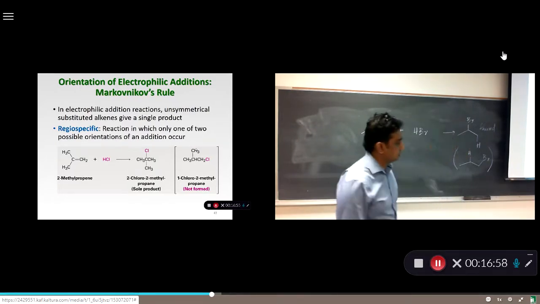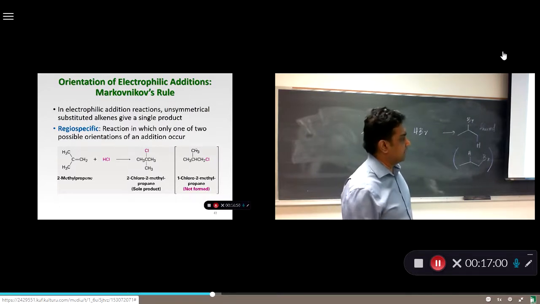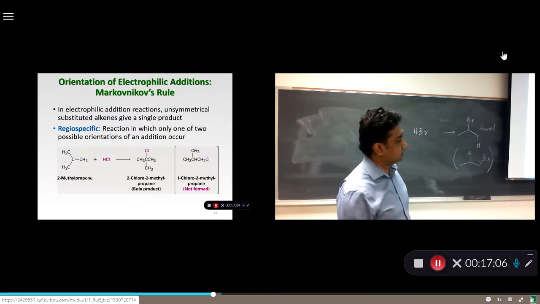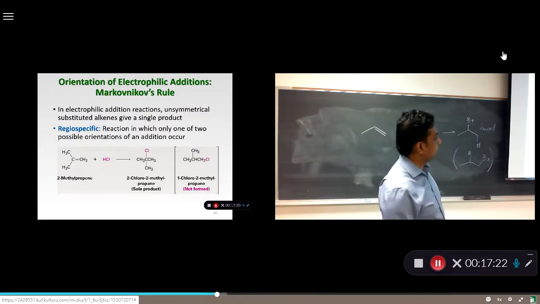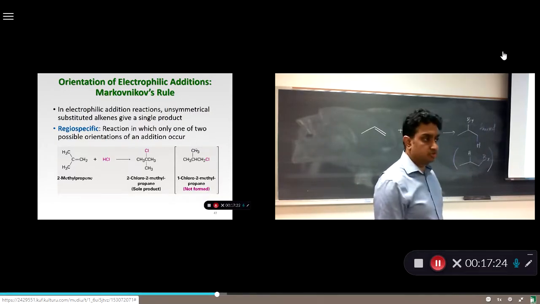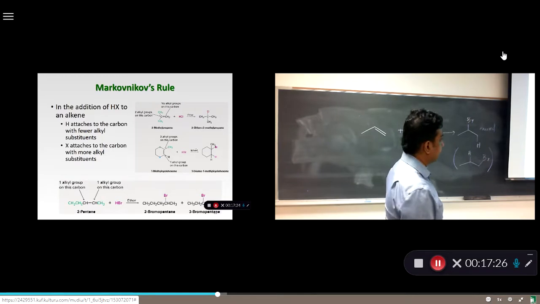And if you take a look at the other reaction that you have in this slide, I have 2-methylpropene reacting with HCl. Once again, the chlorine goes to the middle carbon right here, and the hydrogen goes to the carbon at the end, giving you this 2-chloro-2-methylpropane. And you never get the other product where the chloride goes to the carbon at the end and the hydrogen goes to the middle carbon. You never see the other product. So this reaction is regiospecific.